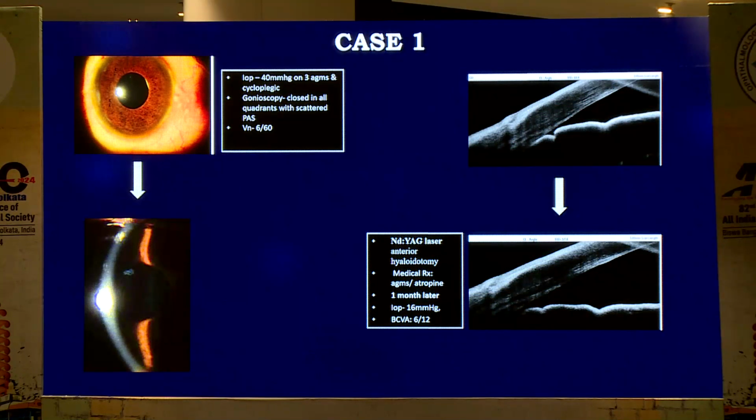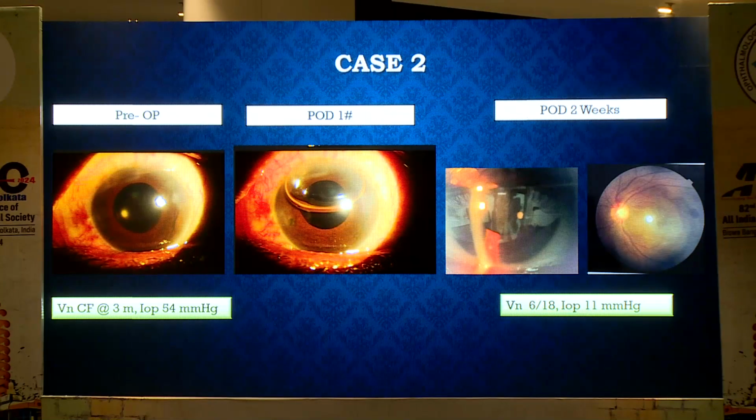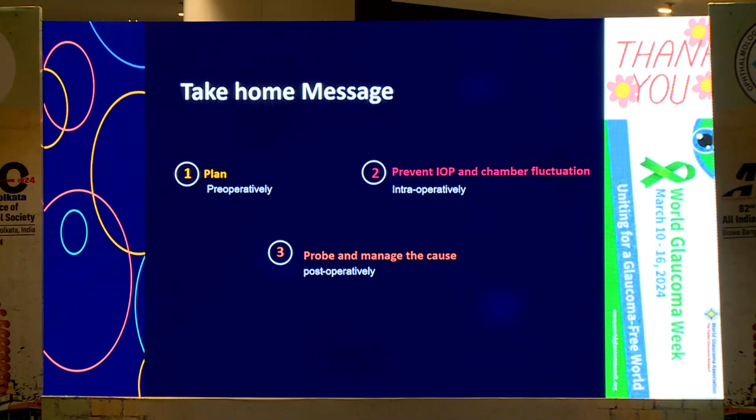So these are two of the cases that we had managed. The first one responded to hyalodotomy, and the second one required iridozonulo hyalodotomy, where we make the anterior and the posterior chamber into one, reducing the pressure difference, and this was also combined with a synechiolysis. So the take-home message is always do meticulous planning preoperatively, prevent intraocular pressure and chamber fluctuation intraoperatively, and probe and manage the cause postoperatively. Thank you for the patient hearing.